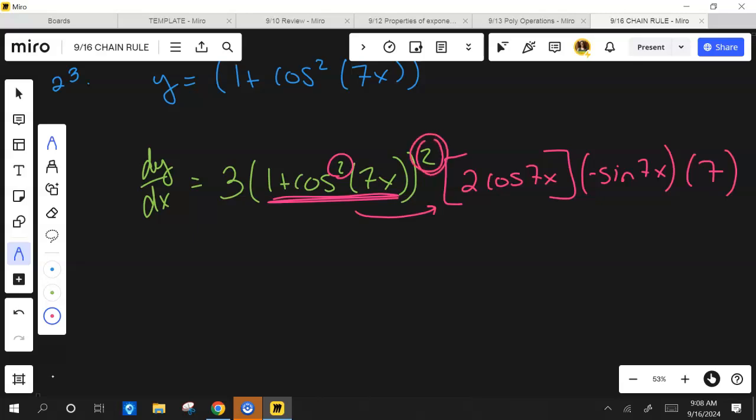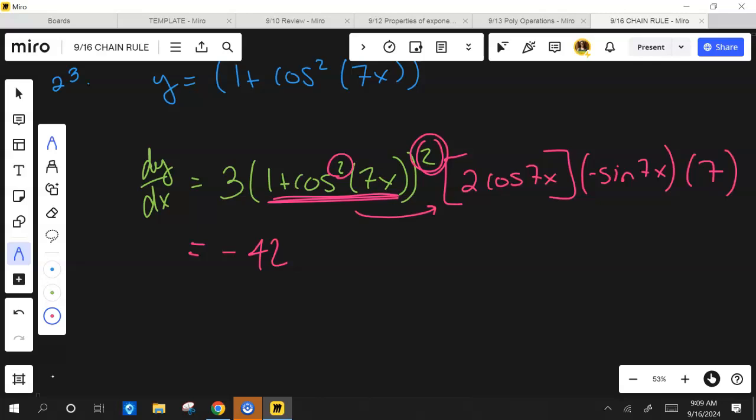I did this power outside here, but then there was a power inside. There were 2 different powers in this one. So if I clean it up just a little bit and put my constants, my coefficients in front, I've got a 7, a -1, a 2, and a 3. Negative 42. Is that right?